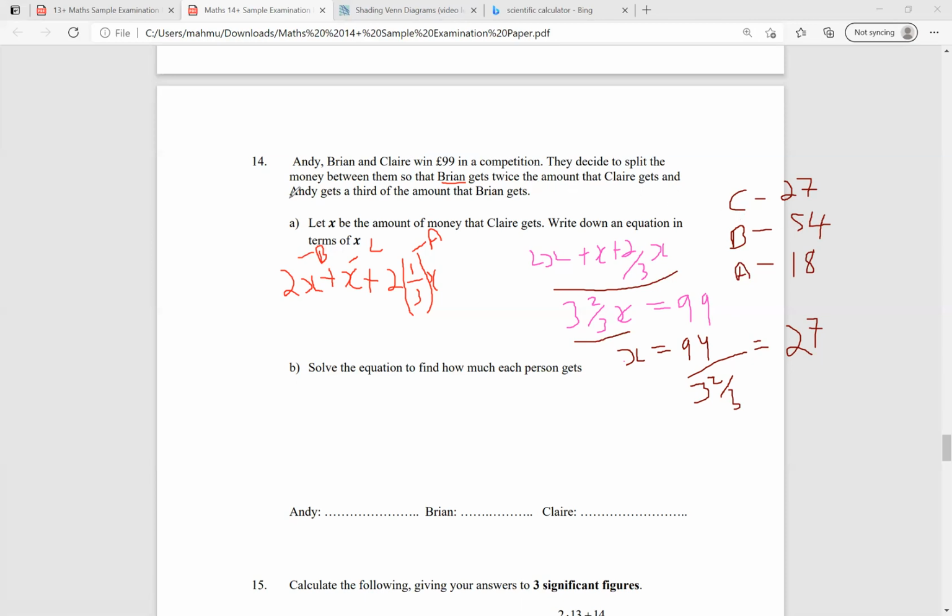This is where the confusion is. Andy doesn't get a third of x, he gets a third of what Brian gets, not what Claire gets. This is where people get confused. They'll think it's a third of x. If he got a third of x, it would be much less than 18. It would be 9 quid. But it's not a third of x, it's a third of Brian.